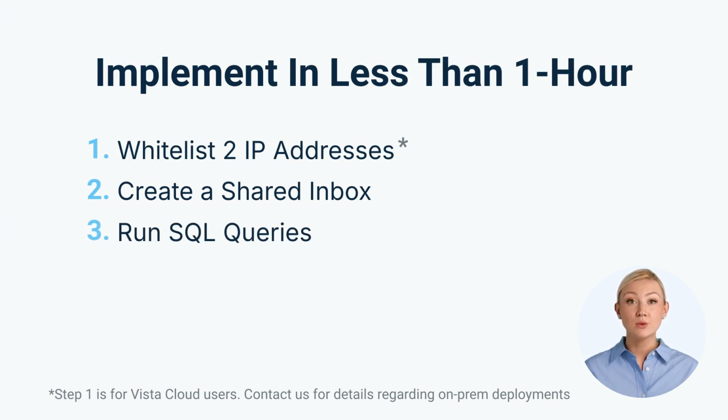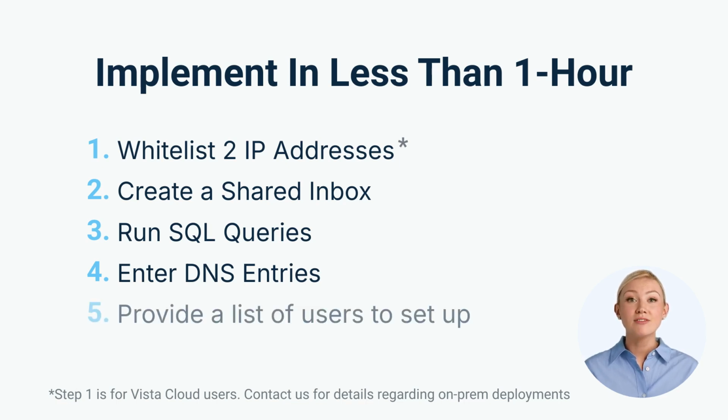Step 3, run SQL queries. These queries will grant AP Wizard the necessary permissions and rights. Step 4, enter DNS entries. This ensures that all email functionality operates correctly. Step 5, provide a list of users to Olsen that will require user accounts in AP Wizard.